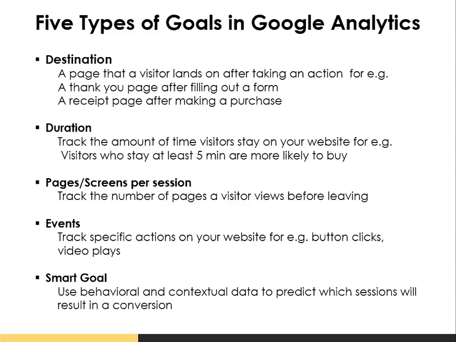And then you have SMART goals. SMART goals are really typical if you're running a Google Ads campaign and you don't have conversion tracking set up. It basically uses behavioral and contextual data to predict which sessions will result in a conversion. Generally, this is automatically configured within your account if you are running Google Ad campaigns.